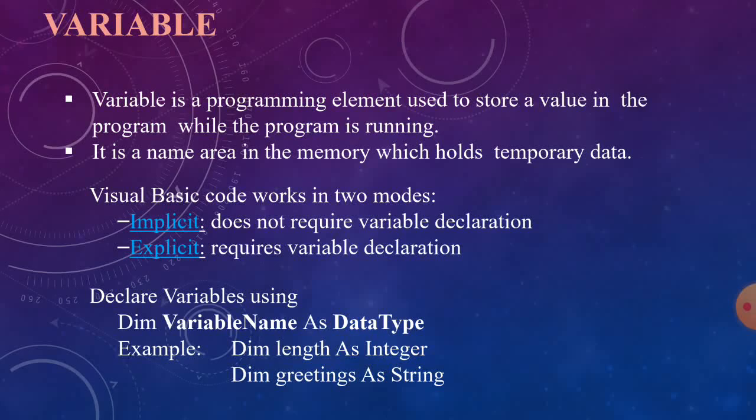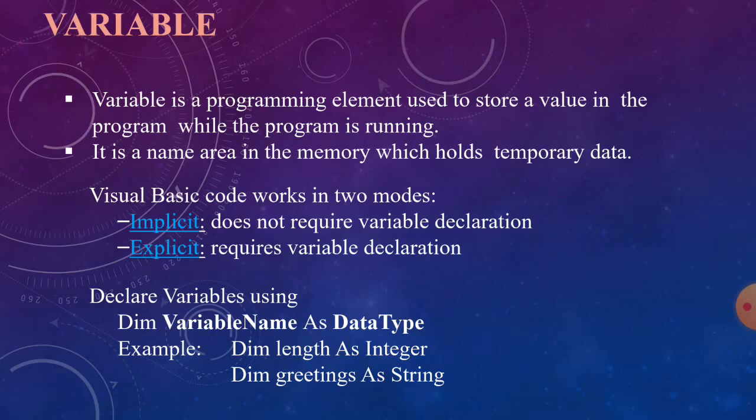A variable is an element used to store a value, that means a value that will be changed during the execution of a program. So it is an element used to store a value in a program while the program is running. We can also call it a named area in memory which holds temporary data. The variable value will be changing during the execution of a program.